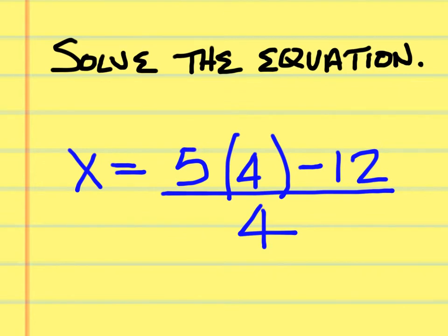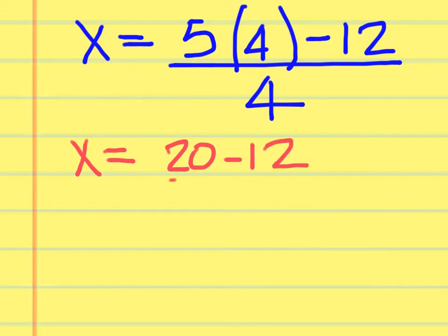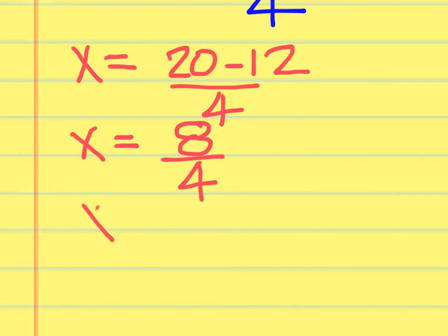What do I do first in this problem? 5 times 4. What is 5 times 4? 20. What do I do next? 20 minus 12 is 8. And 8 divided by 4 is 2.